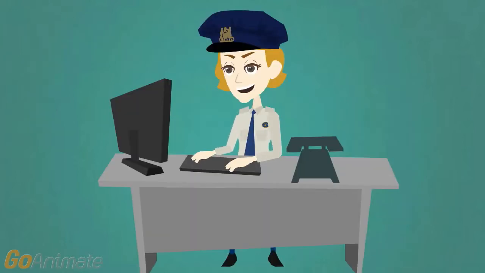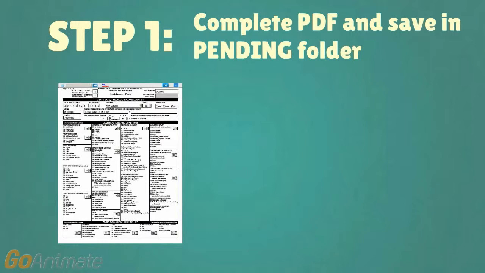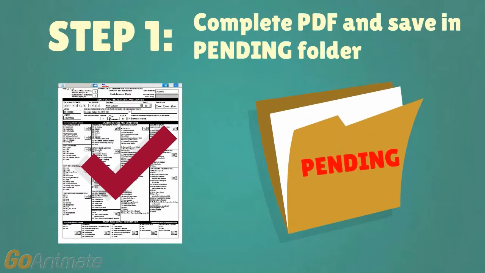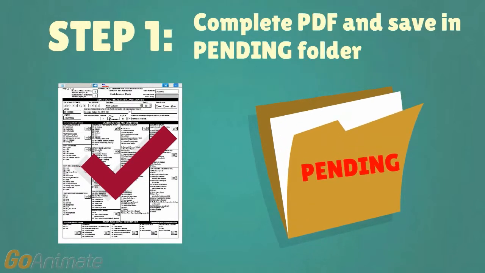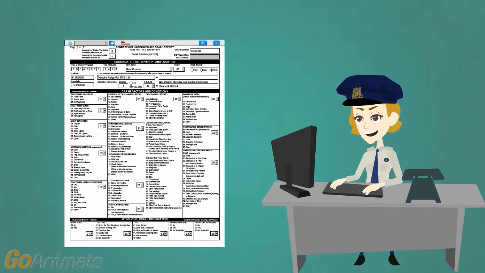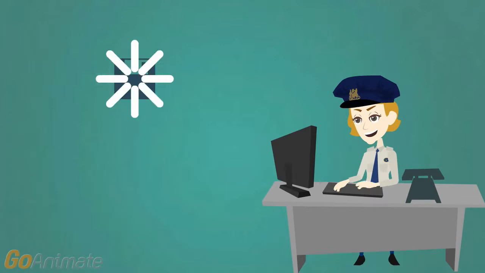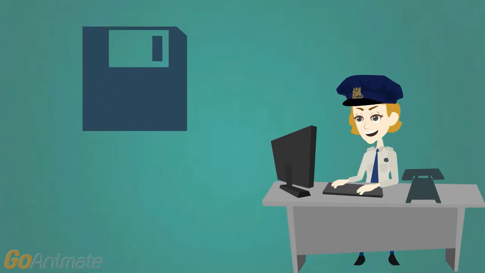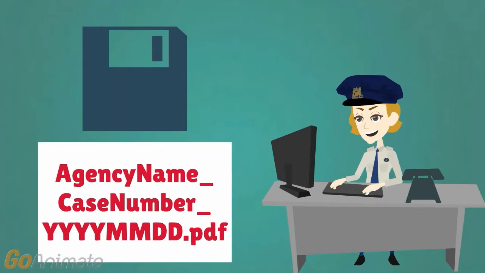The process begins with the officers, who complete Step 1 by filling out the PDF and saving it in the pending folder. To do this, open the Fillable PDF template from your shared drive. Then, save the file using a file name that conforms to the Department of Transportation Accident Report File Naming Convention, shown here in red.